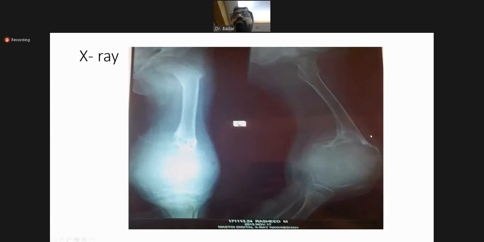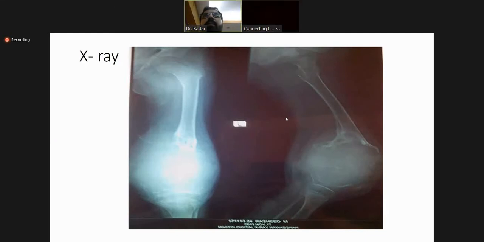Number one, the gold standard is basically biopsy, which will give you the exact diagnosis. I will repeat in the end.